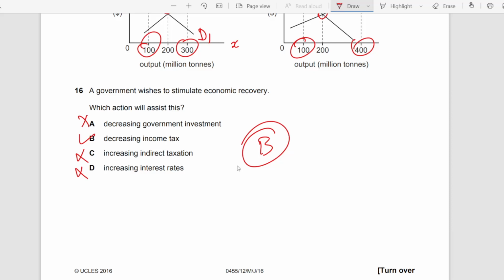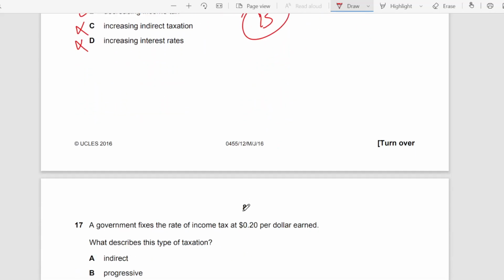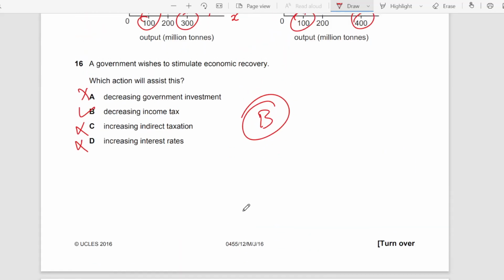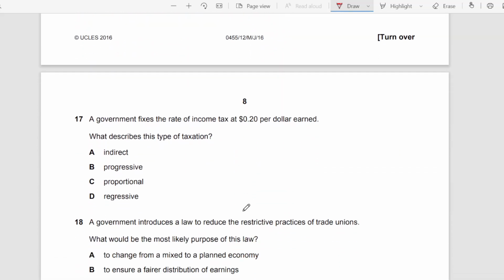So that would have increased the spending. But when the interest rate goes up, it's the other way around. So the correct option is B, decrease in income tax. As the tax decreases, people have more money left over, and they will spend that money, and that will stimulate the economy. Or that will lead to economic recovery.